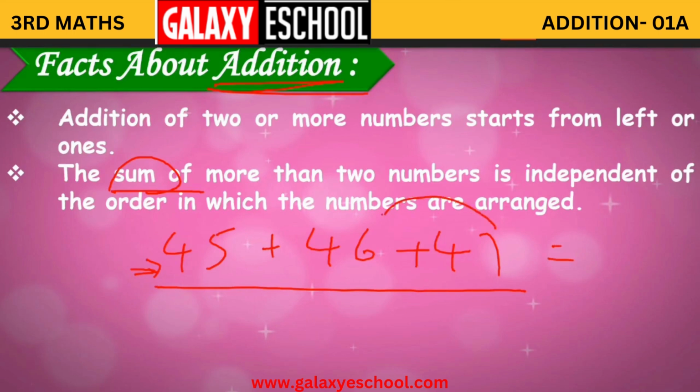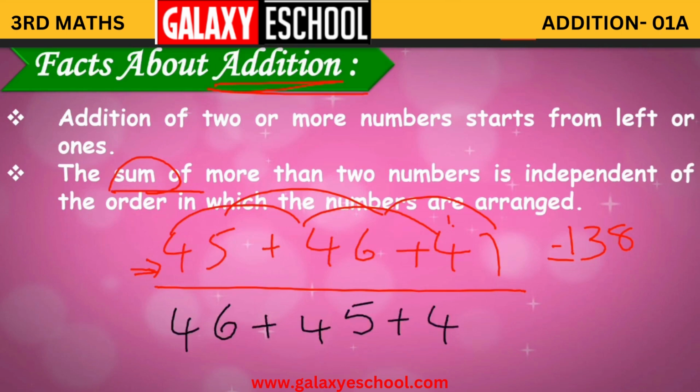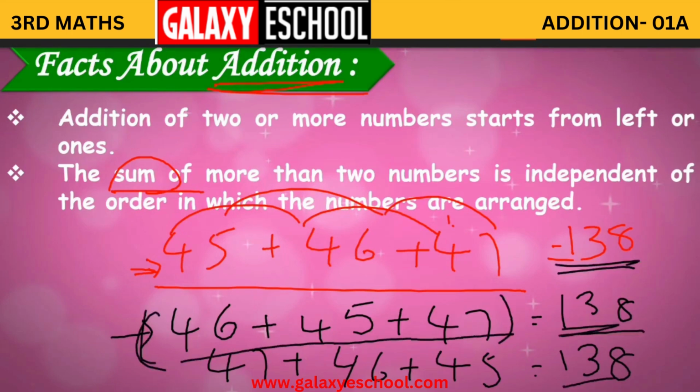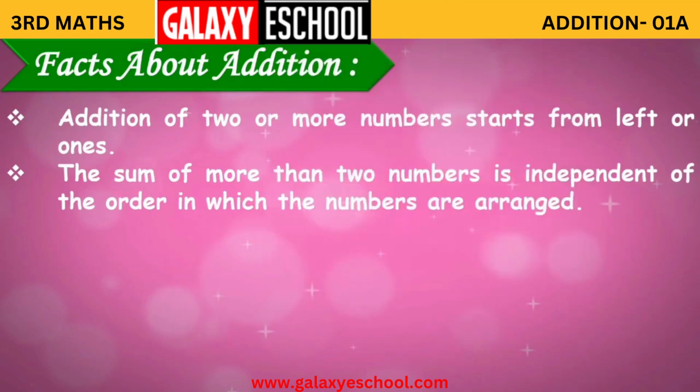6 plus 7 is 13. 13 plus 5 becomes 18 here. 1 is carried. 4 plus 4, 8. 8 plus 4, 12 plus 1, 13. Okay, 138 is the answer here. If the order is changed, if I write 46 in the first place, or if I write 47 in the first place, no matter how I write the numbers, the answer will always be 138 only. Okay, children? This is what it is saying. No matter what the order of the numbers is, the answer, that is the sum, will always be the same.